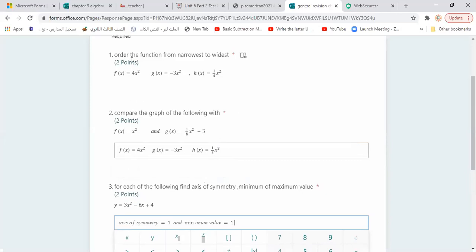So we want to order the functions from narrowest to widest. First we will find the absolute value of a for each one, and then the greatest one is the narrowest one. Then it will be f of x equal 4x to the power of 2, g of x equal -3x to the power of 2, and then h of x equal x to the power of 2. Any questions so far? Any question, grade 9?